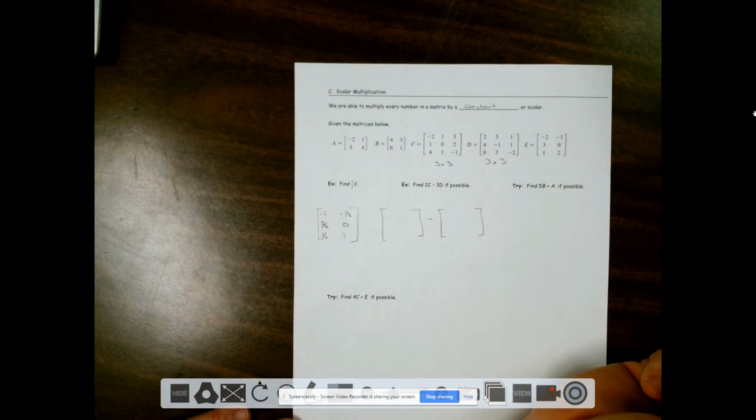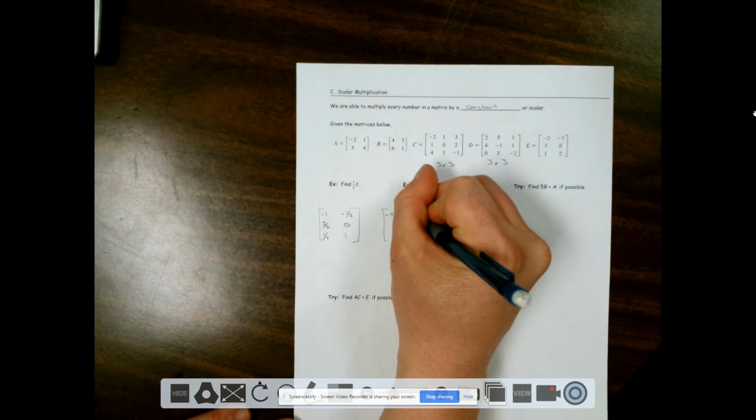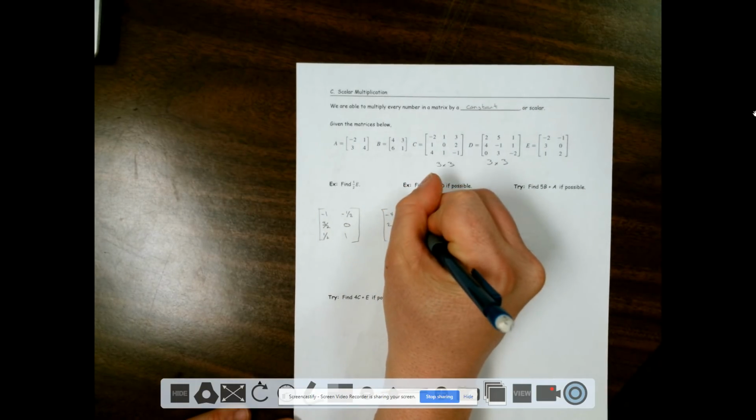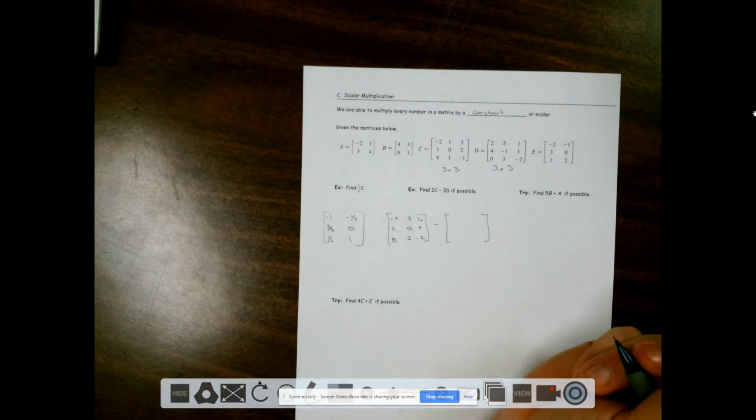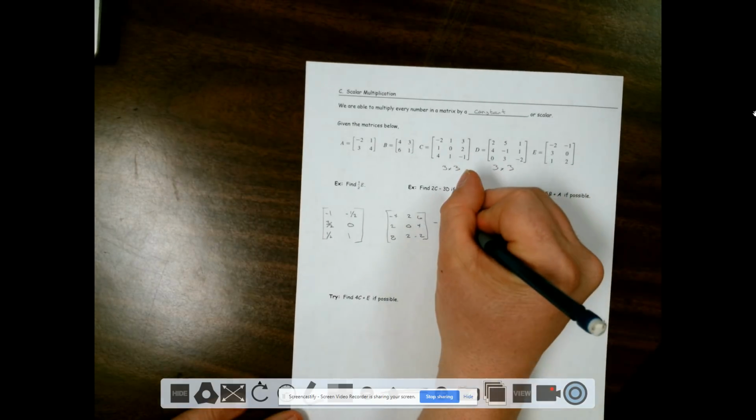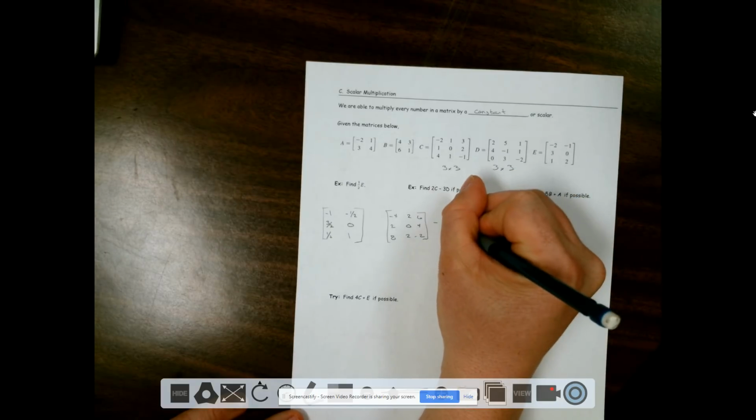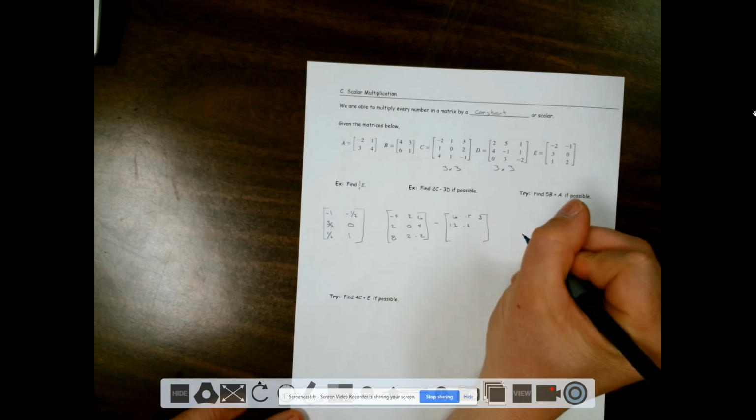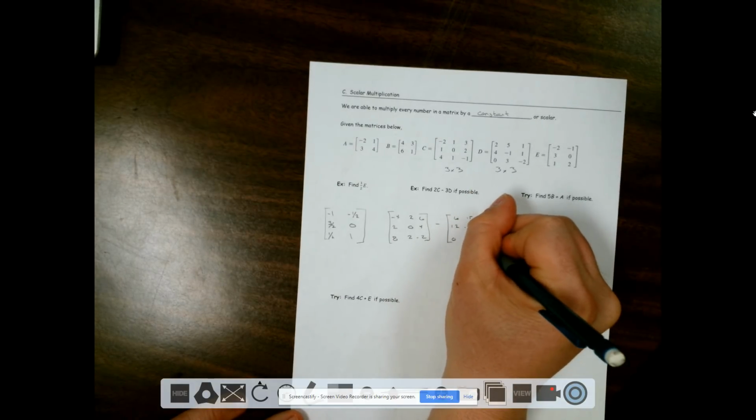Let's go ahead and double every single number in C. 4, 2, 6, 2, 0, 4, 8, 2, -2. Every element in D needs to get tripled. So 6, 15, 3, 12, -3, 3, 0, 9, -6.